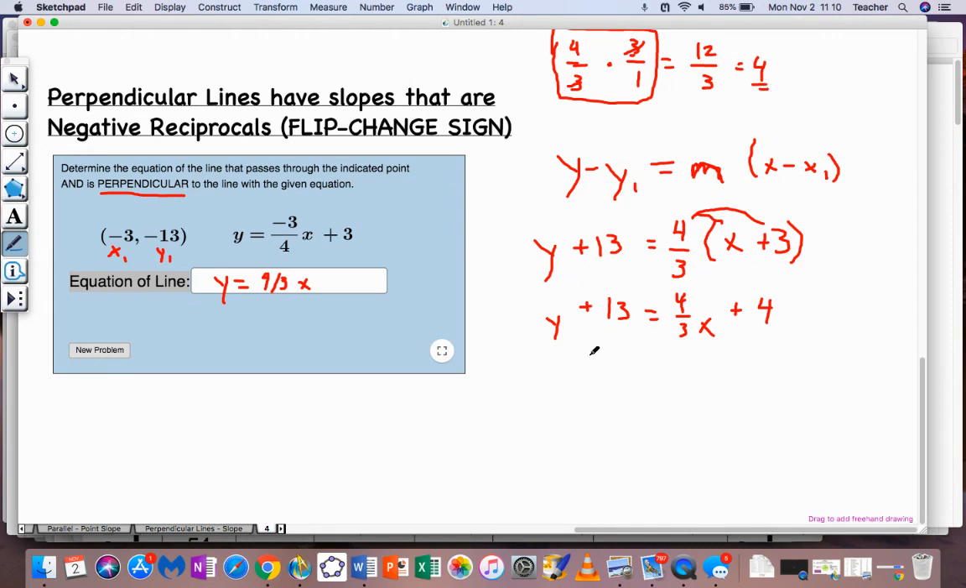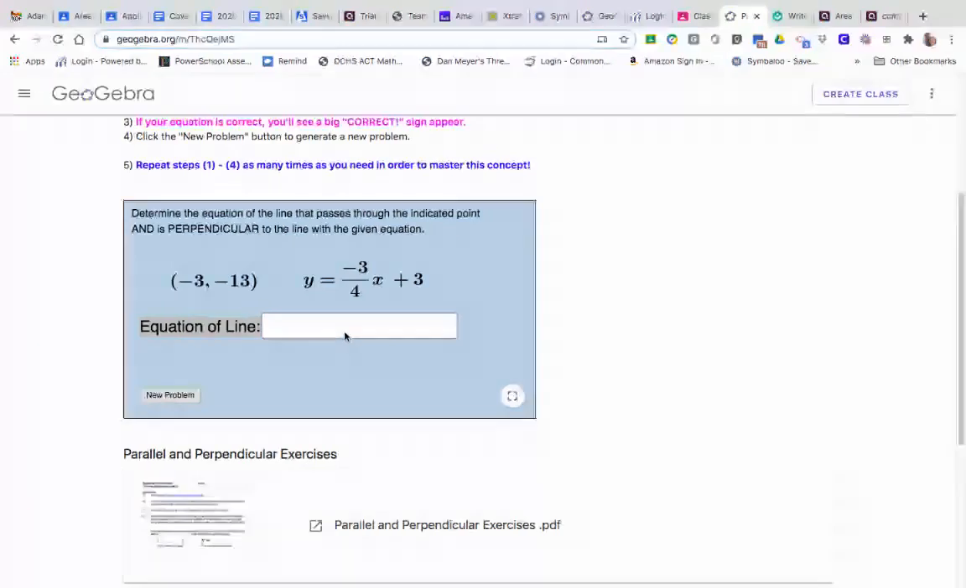But after I get this, subtract 13. Again, we got some negatives, so be careful. So 4/3 x, 4 minus 13, that is -9. All right, and then if I plug in -3 for x, I should get -13 for y, and you do. So this is 4/3 x minus 9. All right, we'll go back to the site. 4/3 x minus 9. If that's right.